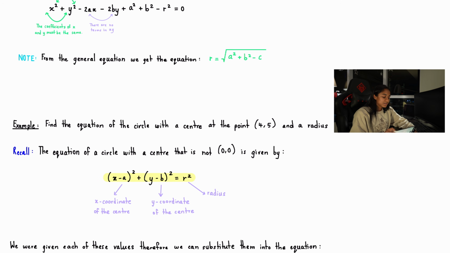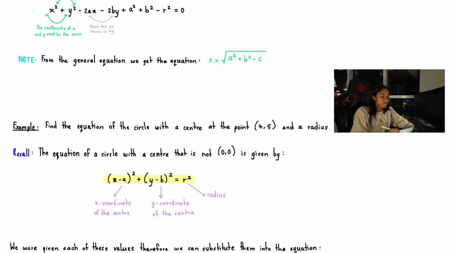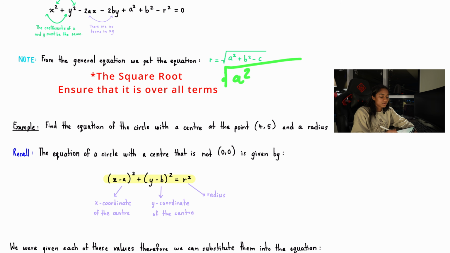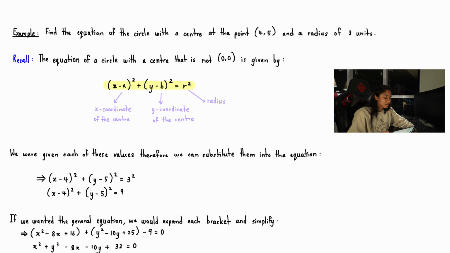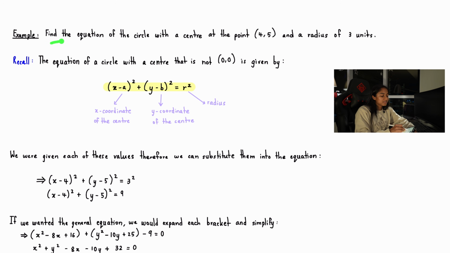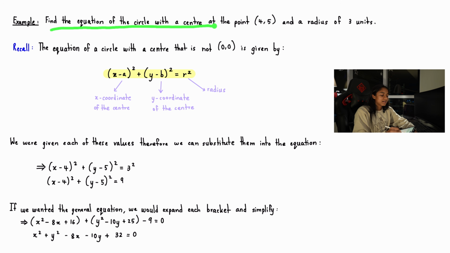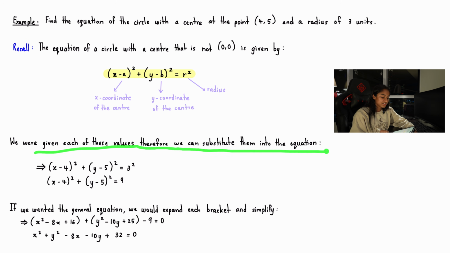So from the general equation, we get r is equal to the square root of a squared plus b squared minus c. So let's look at an example. It says to find the equation of the circle with a center at the point 4, 5 and the radius of 3 units. So center 4, 5, radius 3. So the equation of a circle with a center that's not 0, 0. We know that the center is not 0, 0, so we use this formula. We were given each of these values, therefore we can substitute them into the equation.